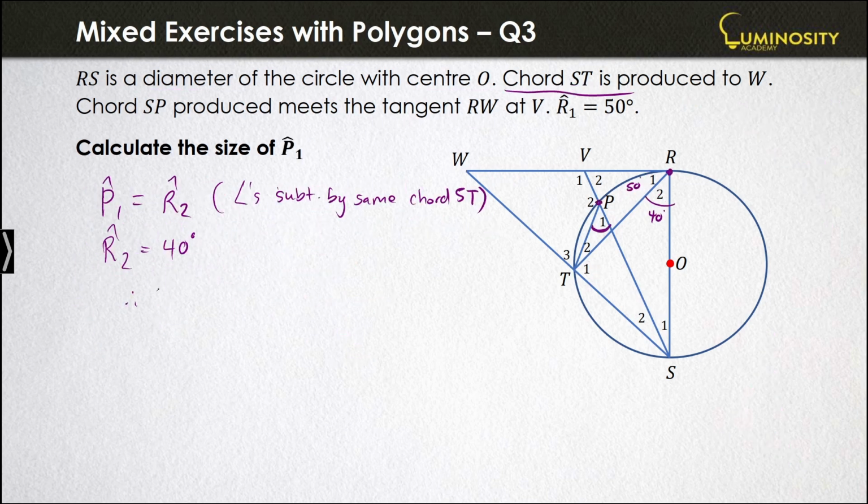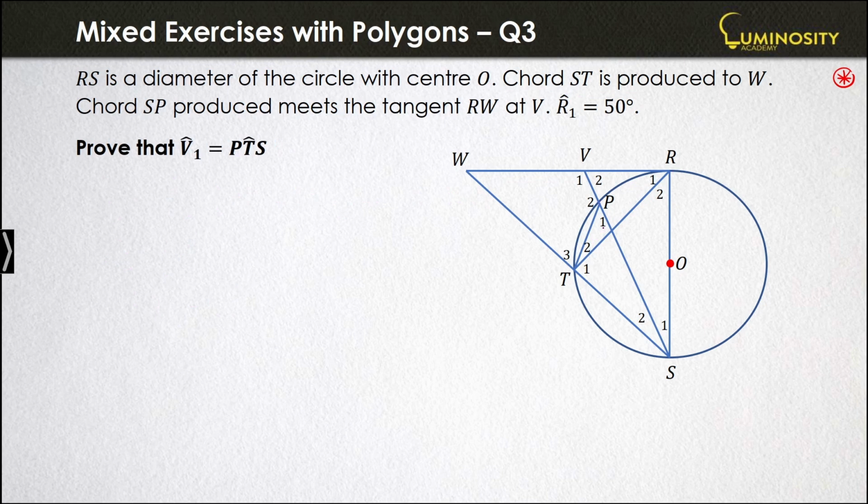So therefore angle P1 must also equal 40 degrees. Okay, so this angle here is 40 degrees as well, angle P1. Lastly, they want us to show that angle V1, which is this angle here, is equal to angle PTS, which is this entire angle here.